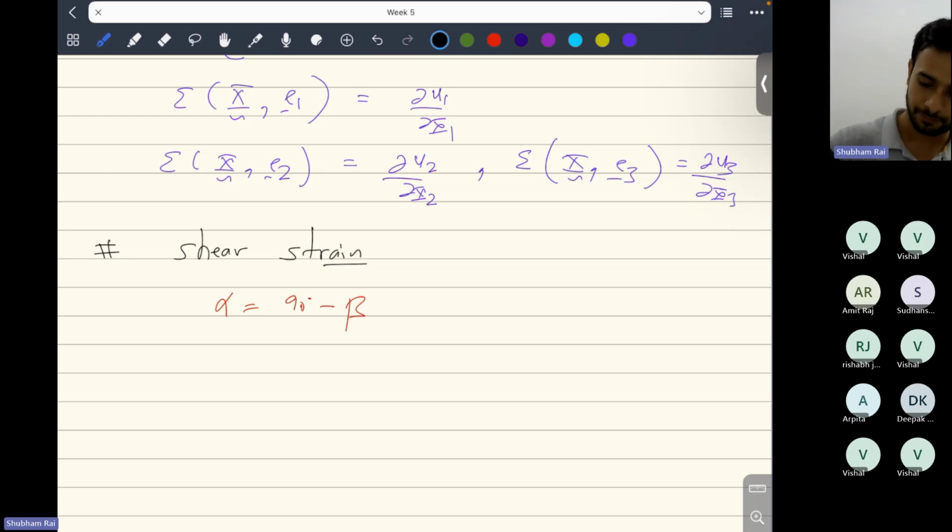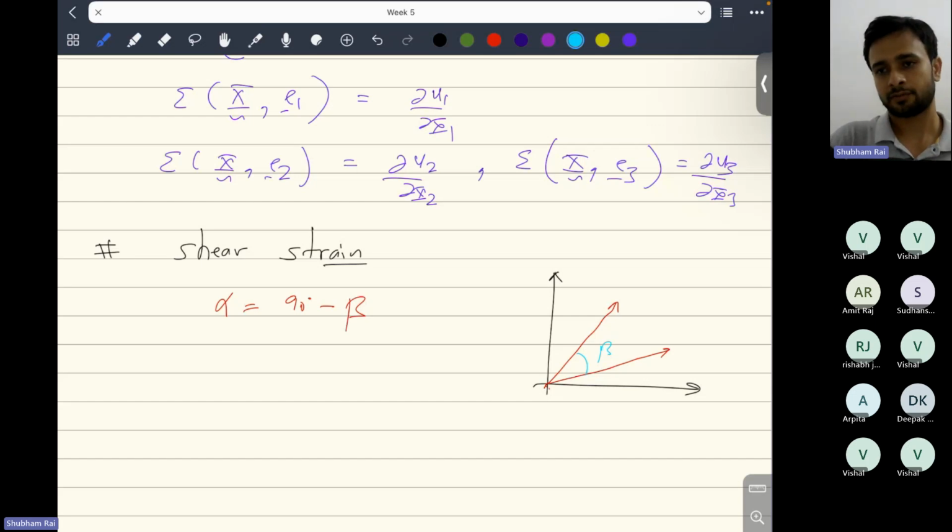If I denote it on the axis, initially let's say these two line elements are perpendicular to each other. Now after deformation they have become like this. Finally they have this angle between them, which is denoted by, let's say, beta. So your shear strain will be 90 minus beta, because this is the change in angle of your line elements.